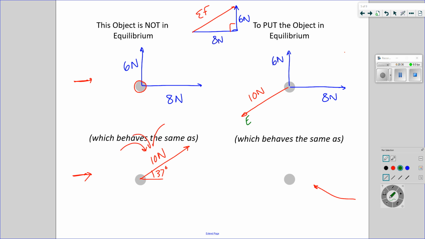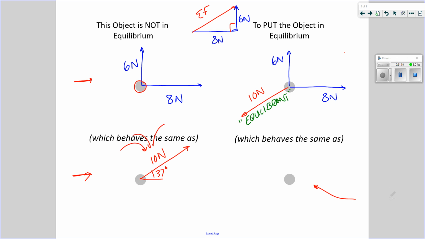We call this equilibrant. An equilibrant is a single force that puts an object in equilibrium. So the 10 newtons is the equilibrant of the 6 up and the 8 to the right. The 6 newtons up is the equilibrant of the 8 newtons to the right and the 10 newtons down to the left at 37 degrees from the horizontal.